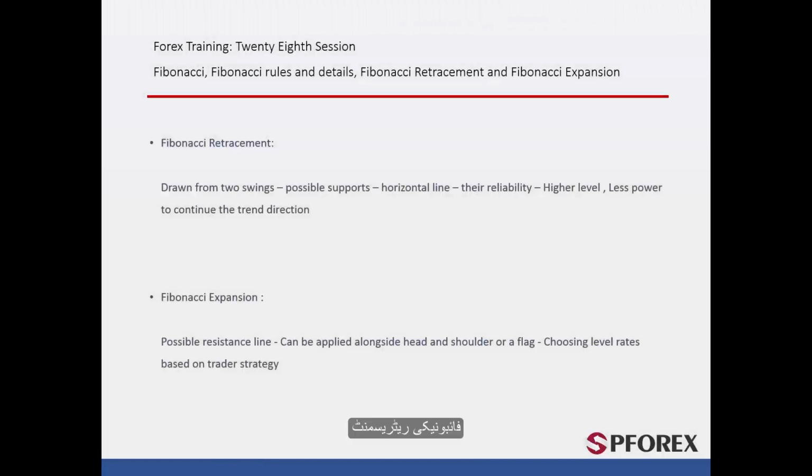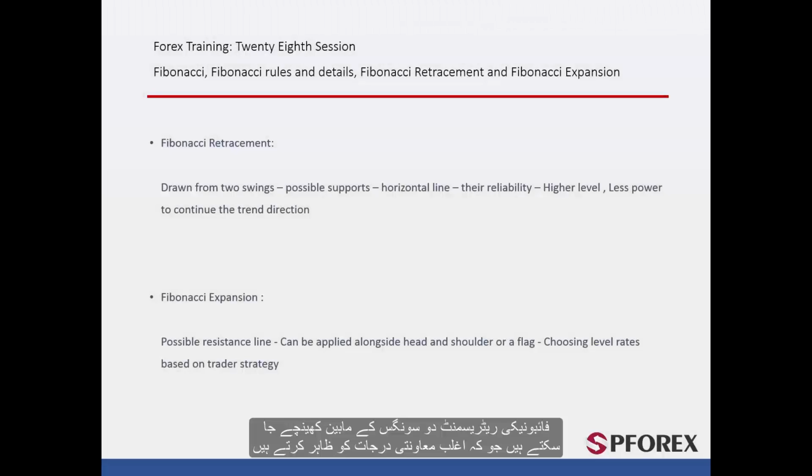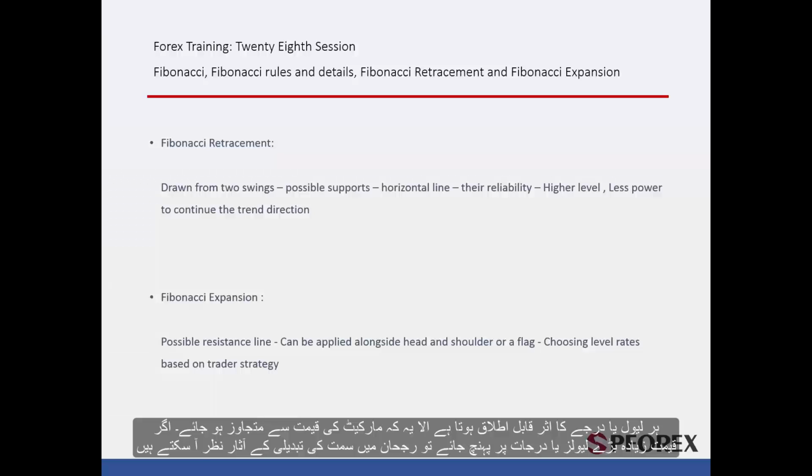Fibonacci Retracement. Fibonacci retracement can be drawn between two swings, which show probable supportive levels. The effect of each level may be applicable unless it is crossed by market price. If price reaches higher levels, the trend has more tendency to change direction.